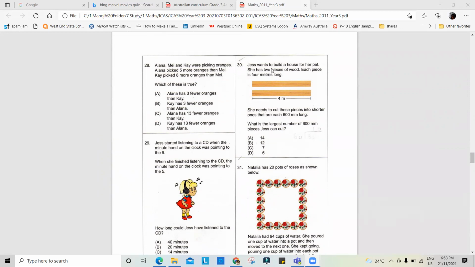Jess wants to build a house for her pet. She has 2 pieces of wood. Each piece is 4 meters long. And she needs to cut these pieces into shorter ones that are each 600 millimeters long. What is the largest number of 600 millimeter pieces she can cut?